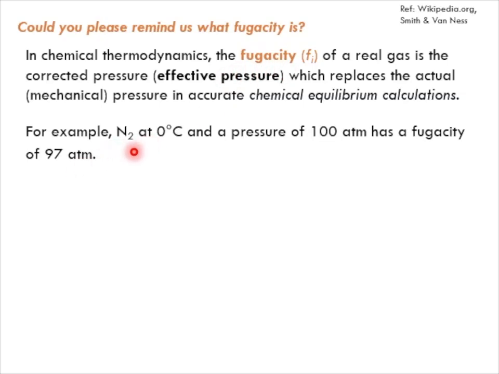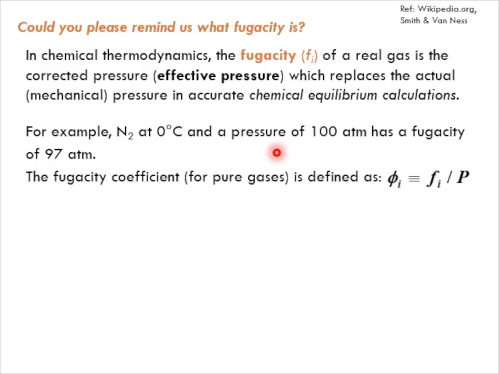For example, nitrogen at 0 degrees C and a pressure of 100 atmosphere has a fugacity of 97 atmosphere. So, although this is the mechanical pressure, the force exerted per unit area, when it comes to chemical reaction calculation, the fugacity in fact is only 97 atmosphere. So effectively it's less than 100 atmosphere. Of course, we can compare the 97 to the 100.